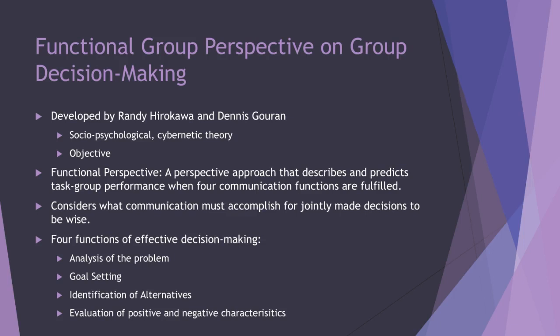And what they found is that it is a socio-psychological theory rooted in the cybernetic tradition. It is very objective, or it's closer to objective than it is interpretive. When you look at your chapter, you'll see that it's not fully objective, but not fully interpretive. And it provides a prescriptive approach that describes and predicts task group performance when 4 communication functions are fulfilled. Specifically, it considers what communication must accomplish for jointly made decisions to be wise.